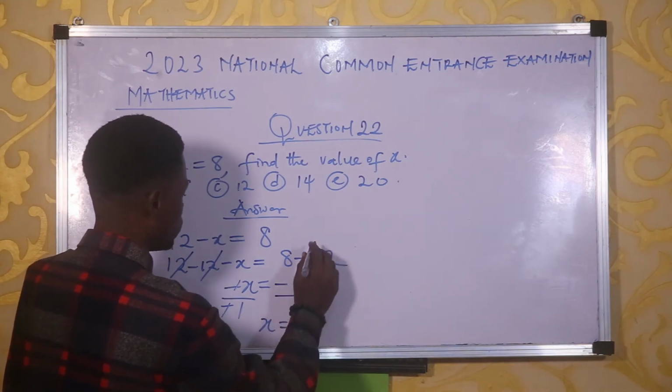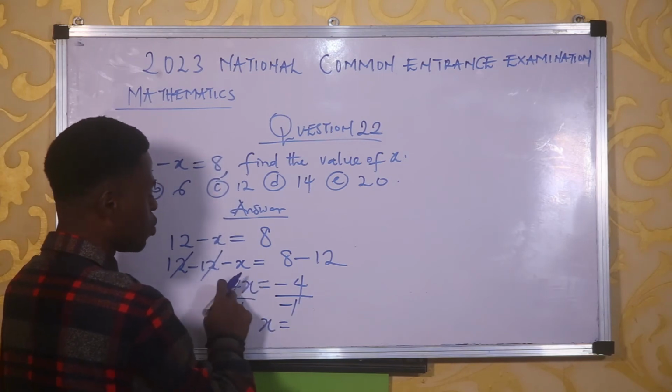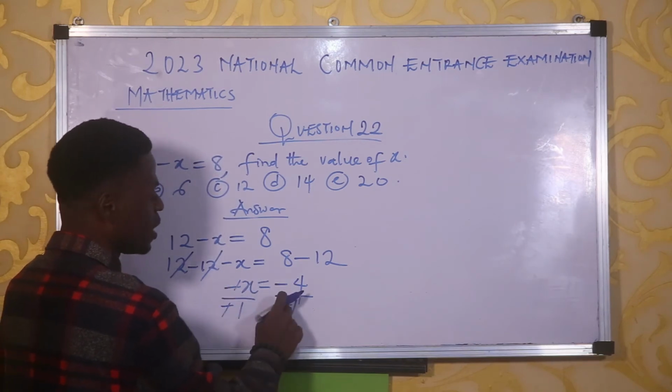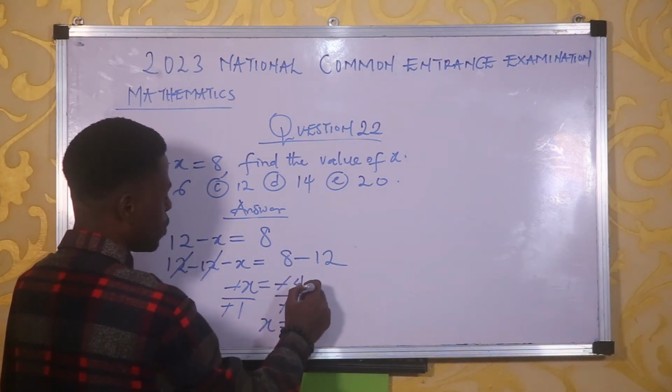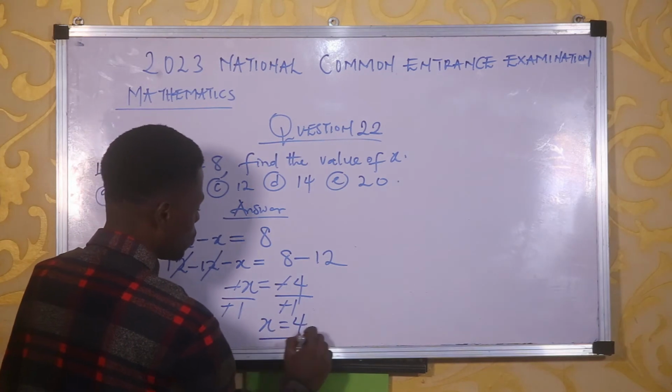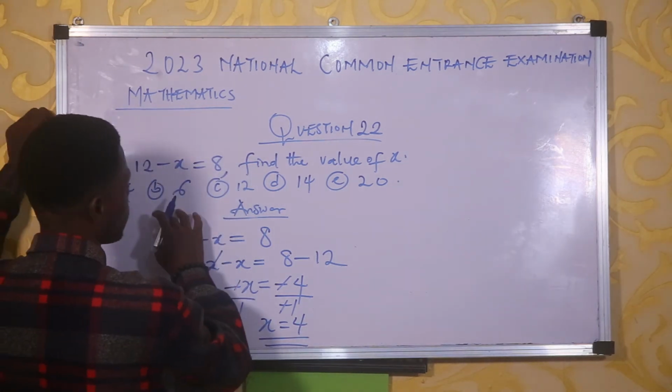So in this place, we are still going to divide by minus 1, because we are dividing both sides of the equation of x, which is minus 1 and minus 1 here. So 4 divided by 1 gives us 4. So definitely our answer is 4. Now let us check whether our answer is correct.